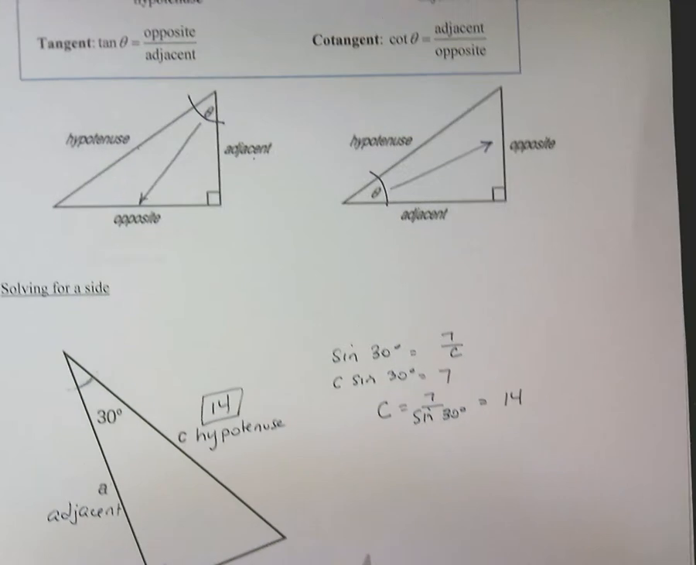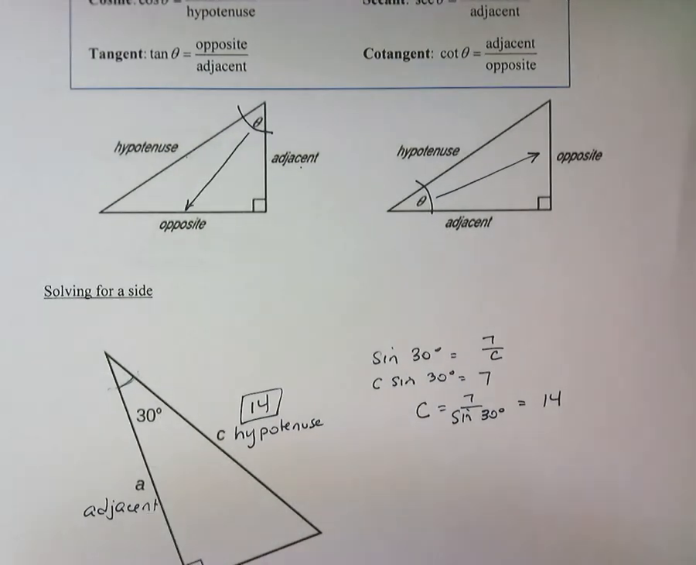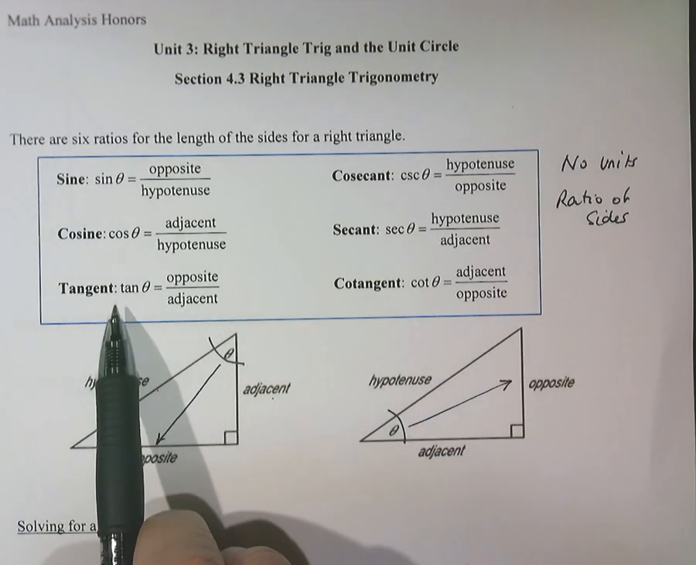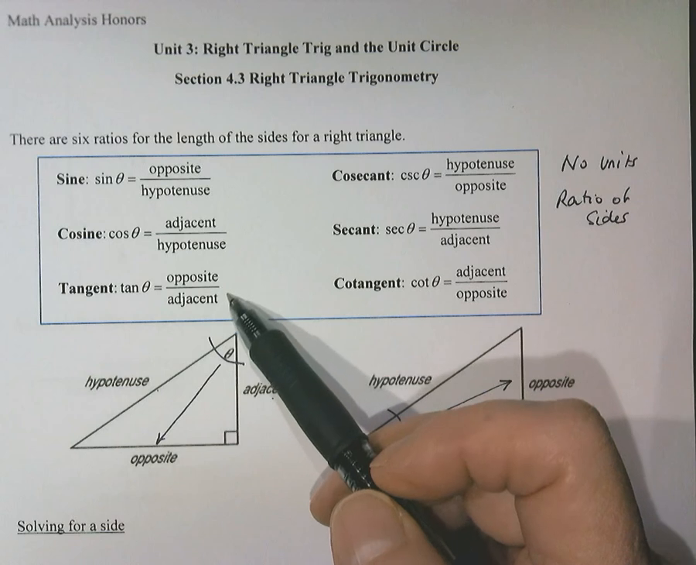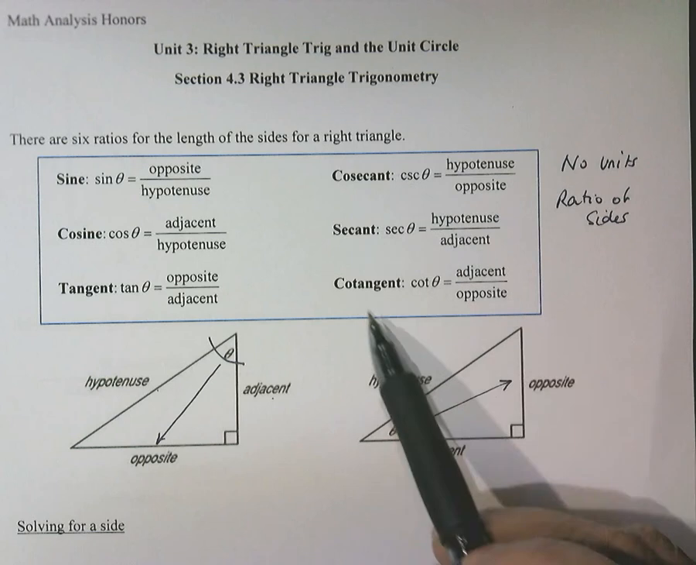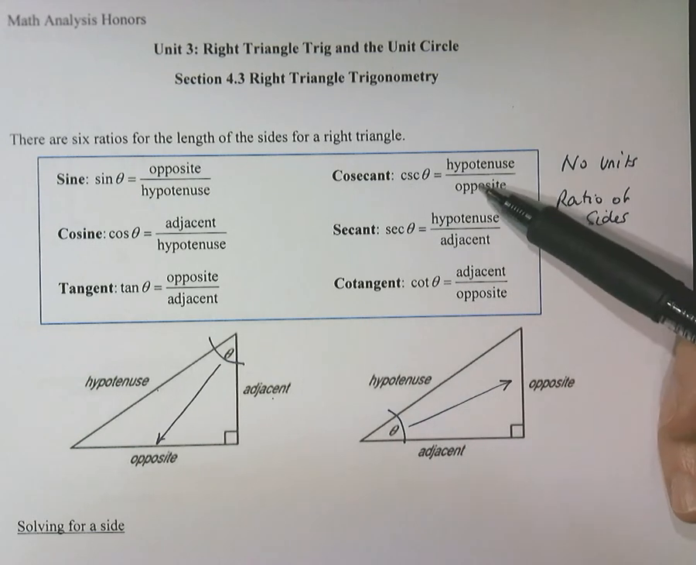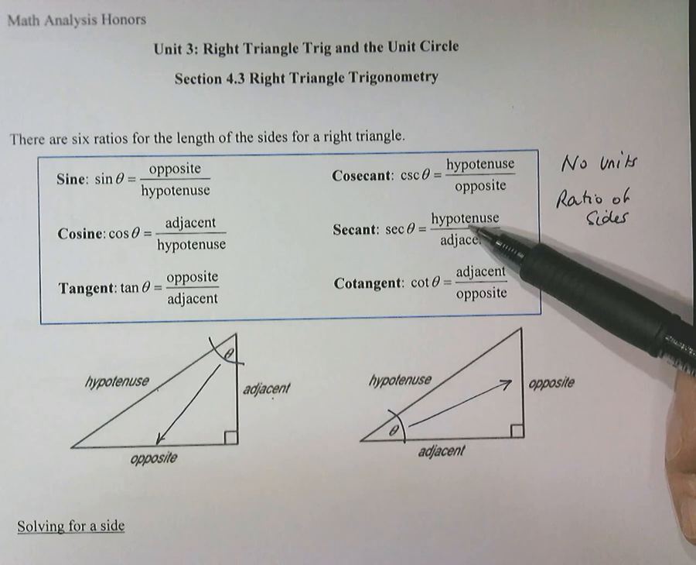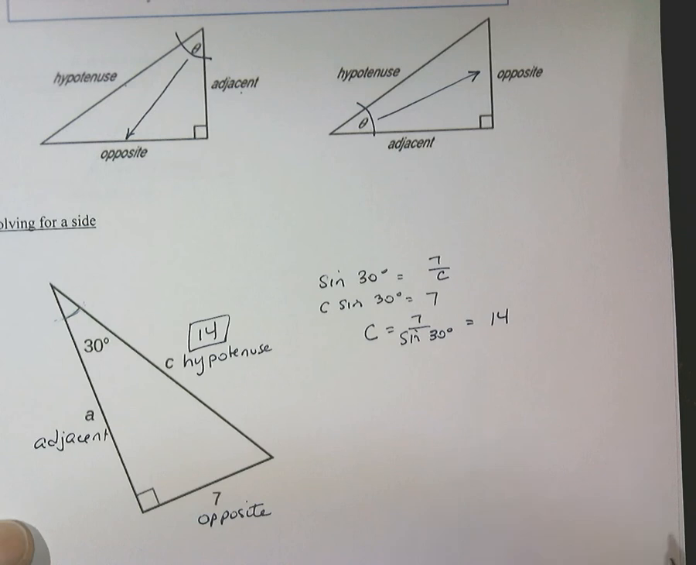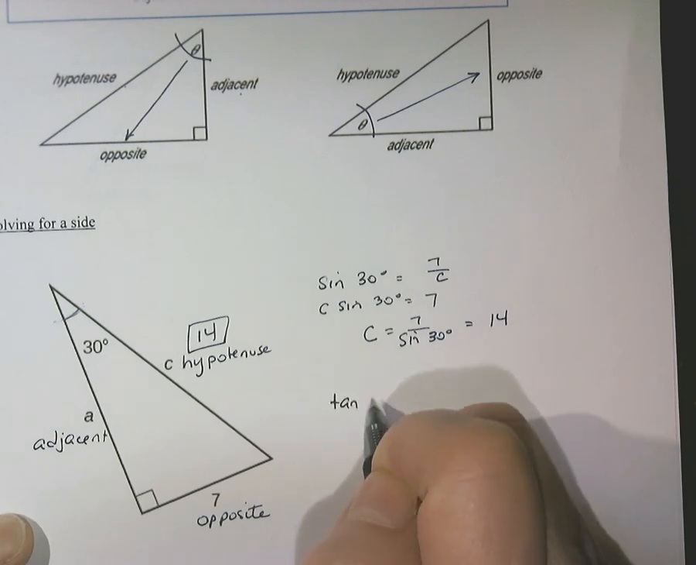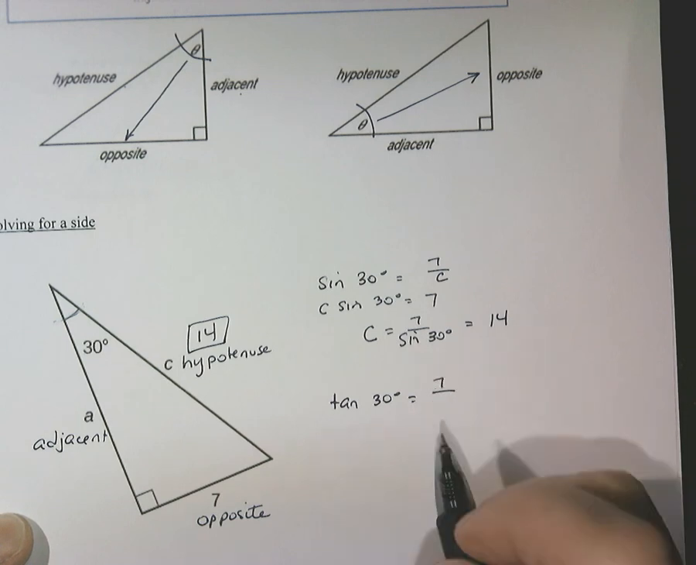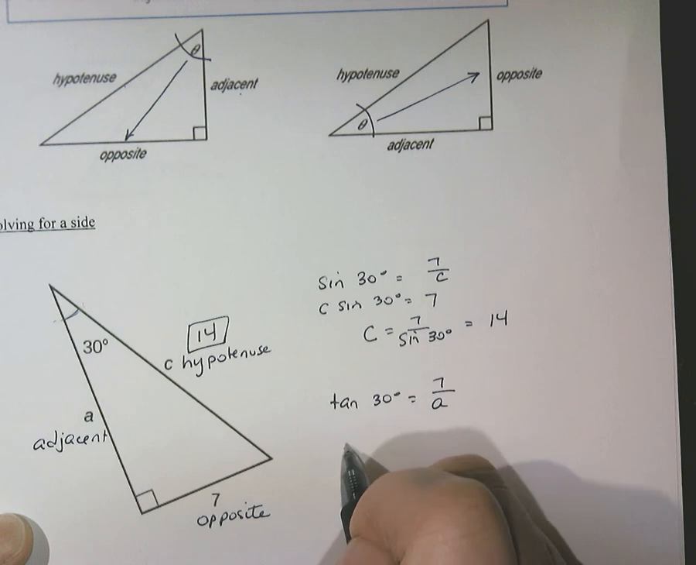I can also find the adjacent side. So once again, I'm given an angle and I'm given the opposite side. So I have to find something with opposite and adjacent, and it's going to be tangent. Tangent's opposite over adjacent. I don't use secant, cosecant, and cotangent when I'm solving right triangles because I don't have those buttons in my calculator, so I don't recommend that you do. So I'm going to use tangent of 30 degrees. Tangent's opposite, which is 7, over adjacent, which I don't know. Cross multiply.